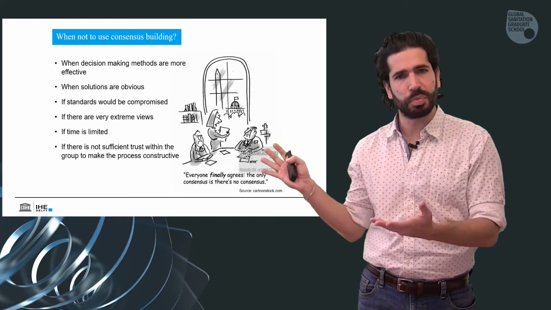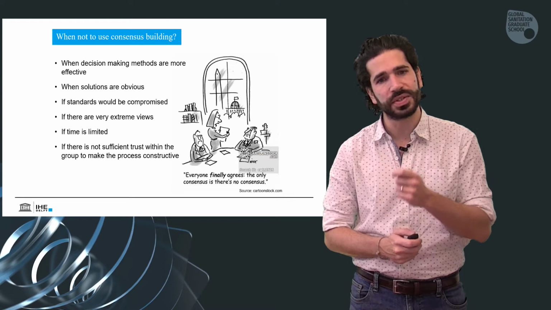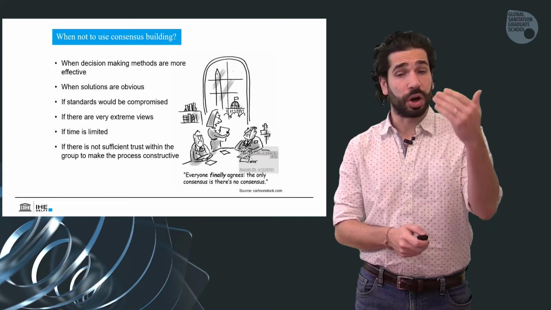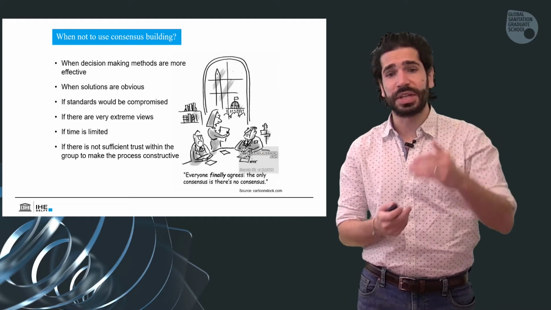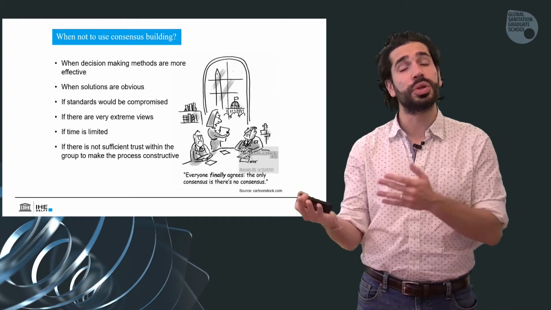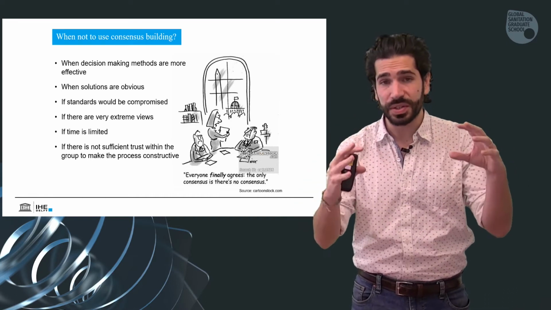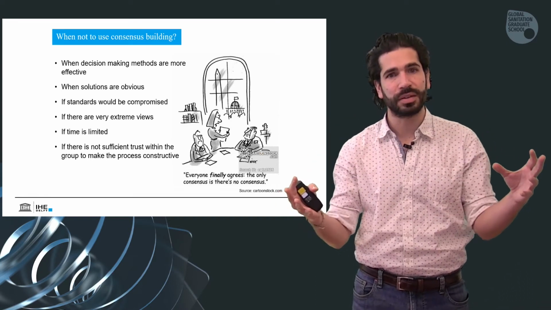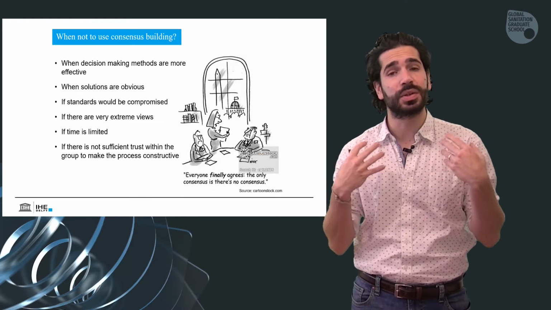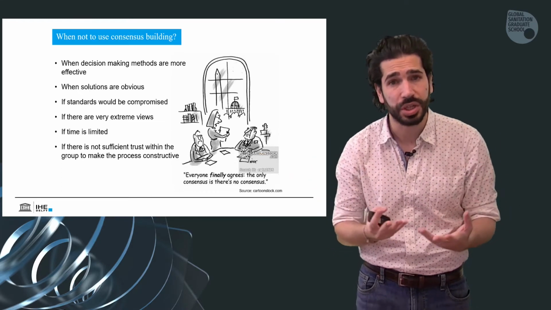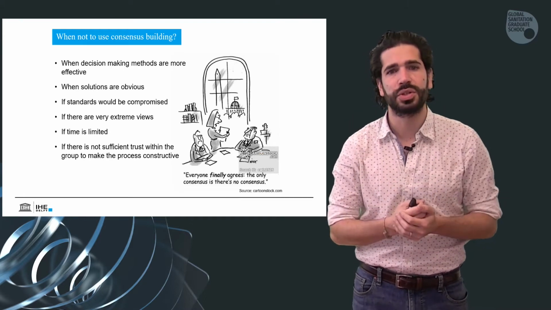Well, moving forward, as important as it is, when not to use consensus building. And here is a simple list that shows you when consensus building might not be the right approach for decision making. When there are other methods that are more effective, when the solutions are obvious, if standards would be compromised, if there are extreme views, particularly because these can put consensus, the process of it, into a stalemate. How to deal with very extreme views is something that we'll talk about in the negotiation lecture, and we'll talk about briefly how to approach these kinds of situations.